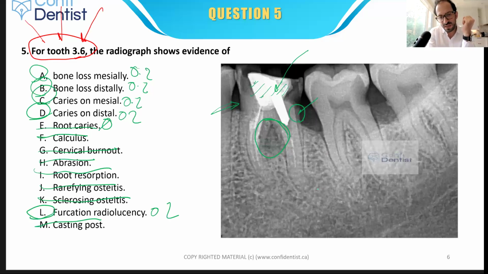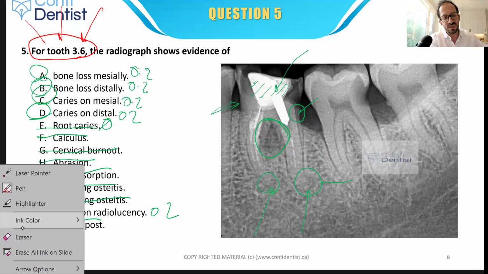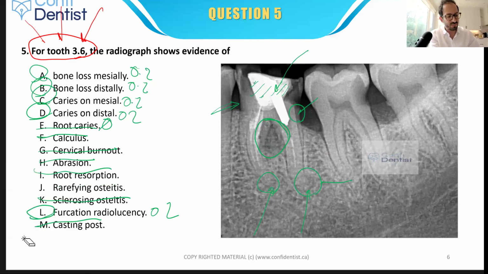For rare phalangosteatis here, I see some widening of the PDL, but again, the size is not large enough for me to select rare phalangosteatis. I would say rare phalangosteatis would be a neutral option though. Something is going on over there.